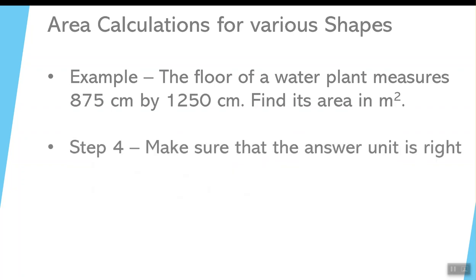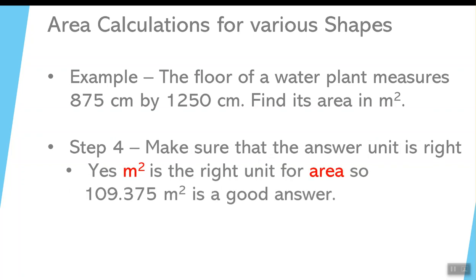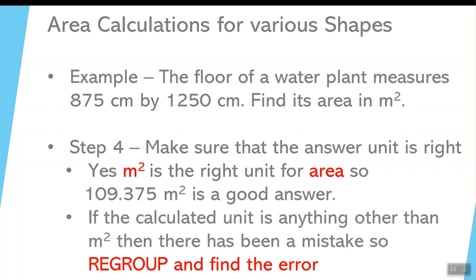So you got the numbers. Now you have to make sure that the answer unit is correct. Remember, meters times meters is meters squared. And you were asked to find the area in meters squared. So yes, this is the right unit for area. So 109.375 meters squared is a good answer. If you didn't get meters squared, then you probably have done the answer incorrectly. You're going to need to regroup, find your error, and then redo it.